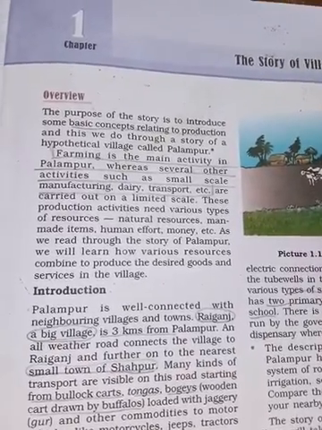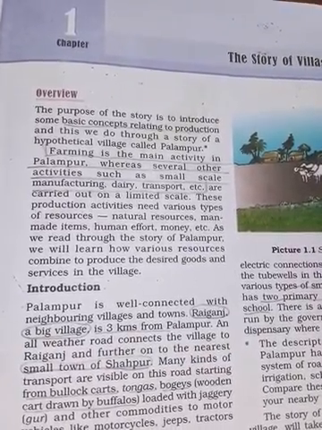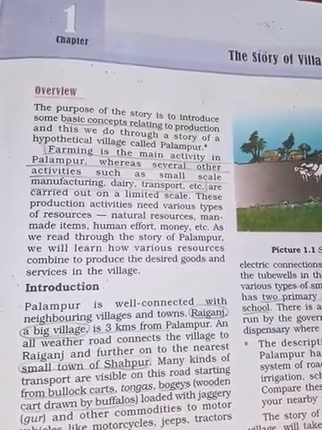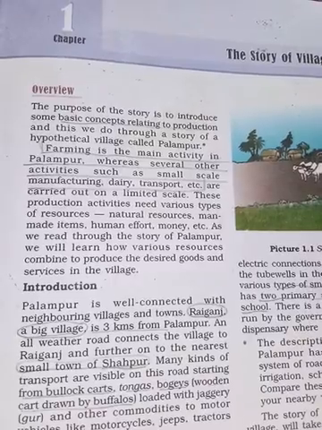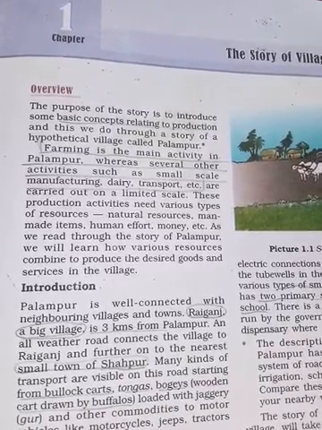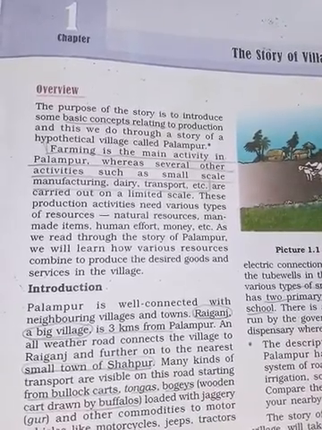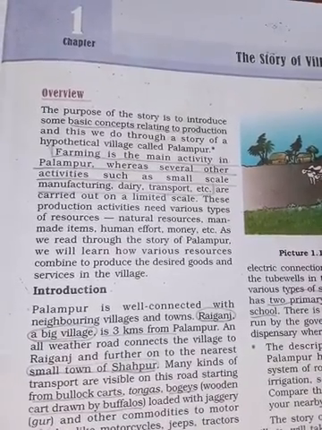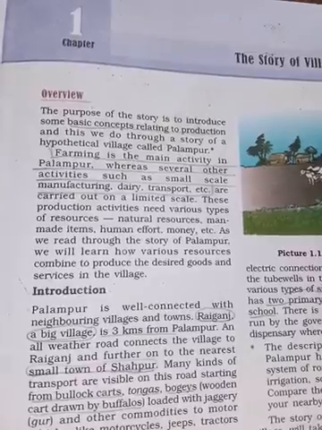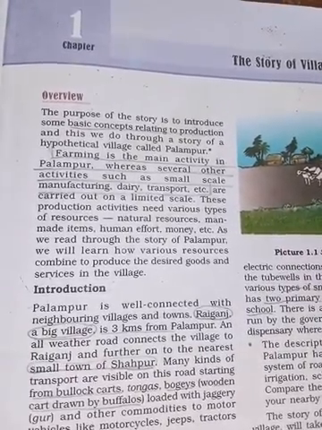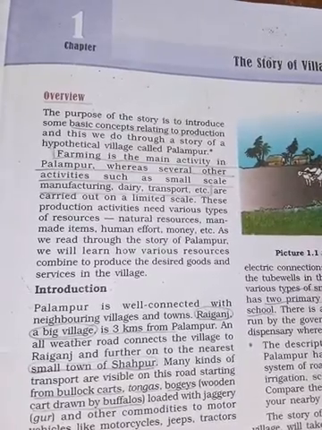Palampur. Farming is the main activity in Palampur, whereas several other activities such as small-scale manufacturing, dairy, transport, etc. are carried out on a limited scale. That means in that village farming is the main occupation, and they also perform other activities like small-scale manufacturing, dairy and transport, etc.